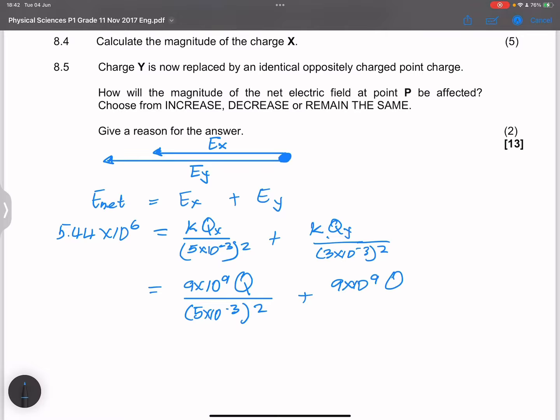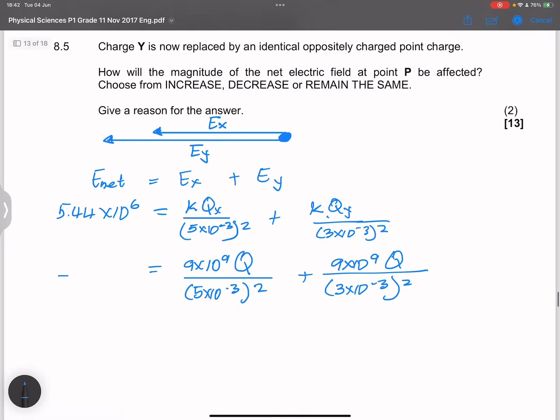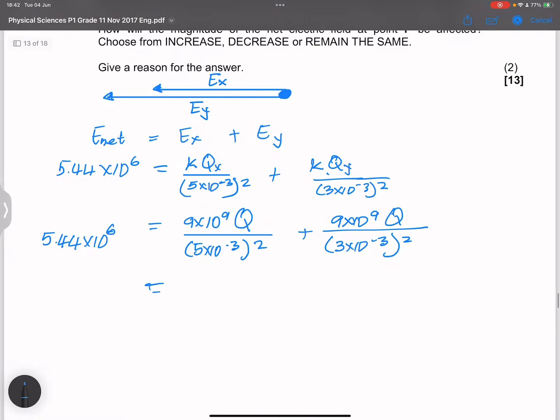That's q divided by 3 times 10 to the minus 3, squared. Now, this is equal to 5.44 times 10 to the exponent 6. So we need to find a way in which to add those two together, right?